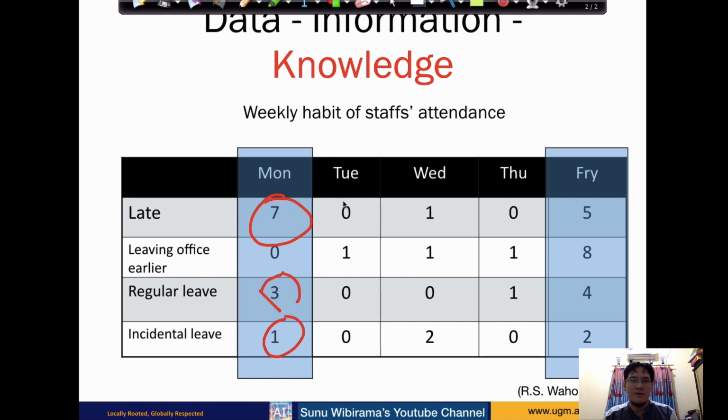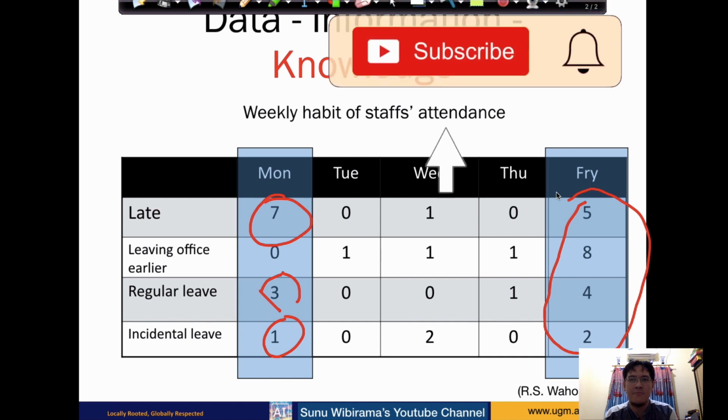On Tuesday, there was no problem. Wednesday, only 1 staff came late. Thursday, you had no problem. But on Friday, see, it's awful. You have 5 staff came late, and then 8 out of them leaving office earlier, and then you have a regular leave of 4, incidental leave 2. So it's what happens with this knowledge.